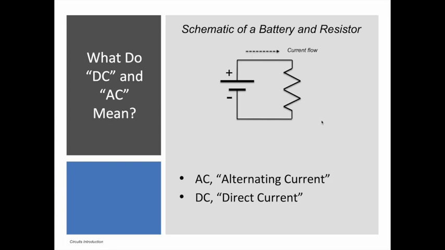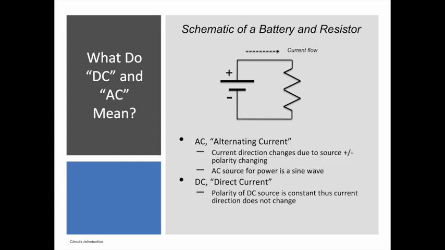DC and AC. What do these terms mean? Well, AC refers to alternating current. In this case, the current direction changes, and it does that because the source has a positive and negative polarity that keeps changing or alternating. The AC source for power in the U.S. is in the form of a sine wave. It's not a discrete change plus to minus, it's a gradual change.